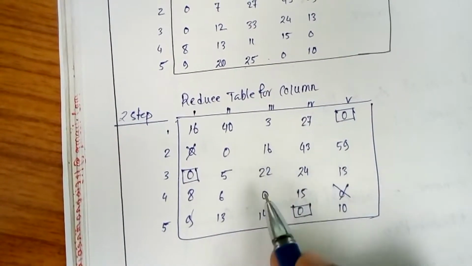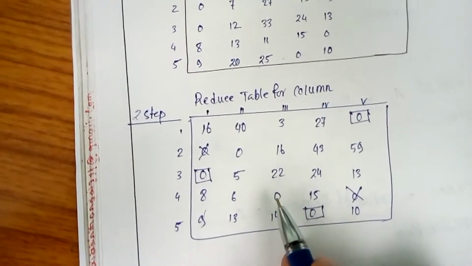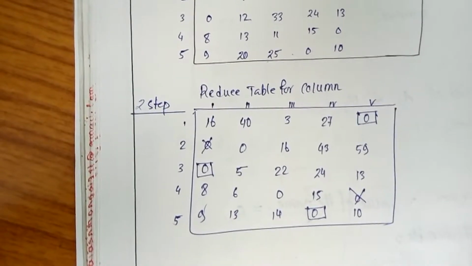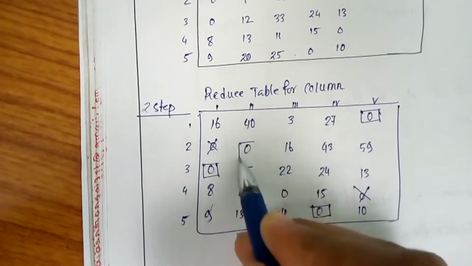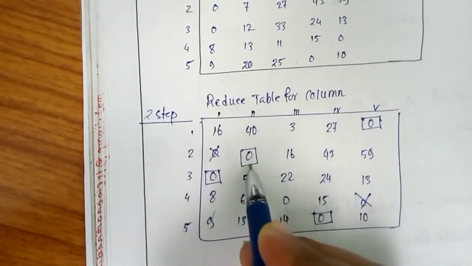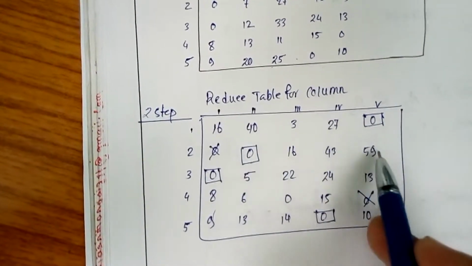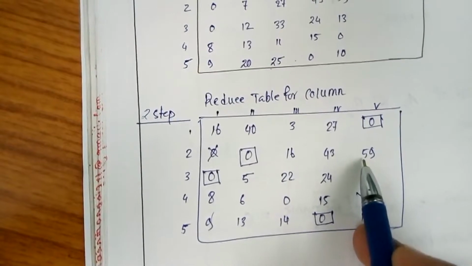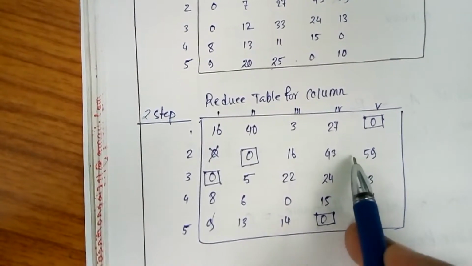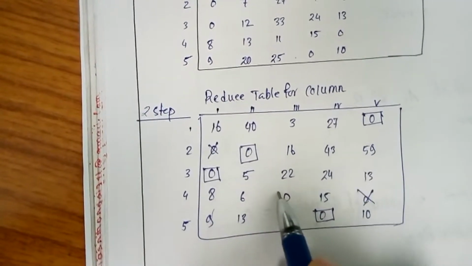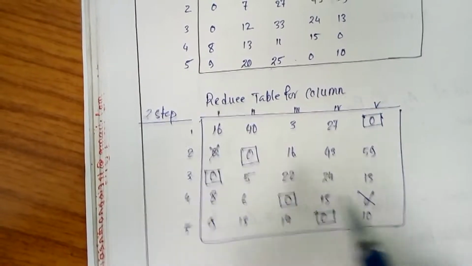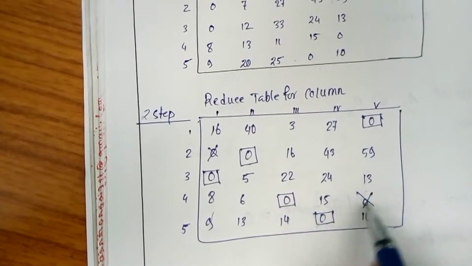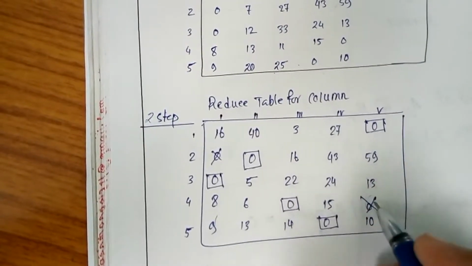Now, column-wise, where there is only a single 0 without cancellation, do the allocation there. Here is the single 0, do the allocation here and cut any 0 lying on this row. There is no 0, so not possible. Now for the third column, there is only a single 0, so allocate here and cut all the zeros in these rows. There is no 0, it is already cut, so no need to cut again.